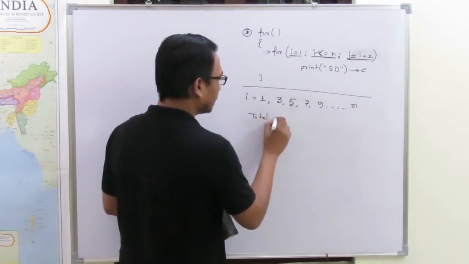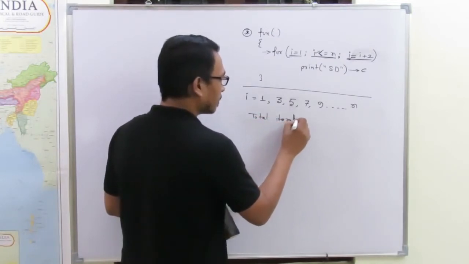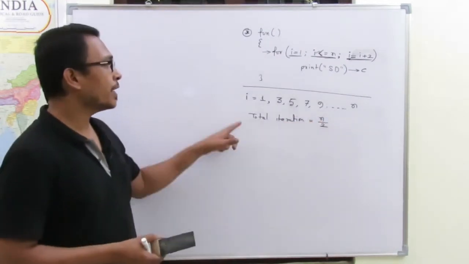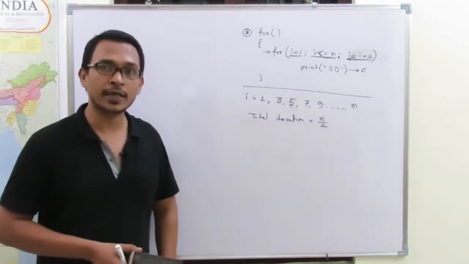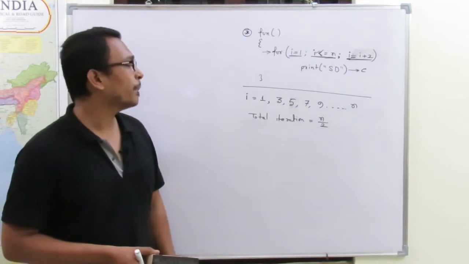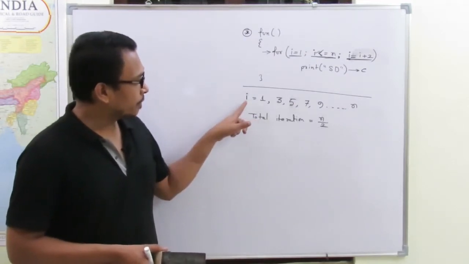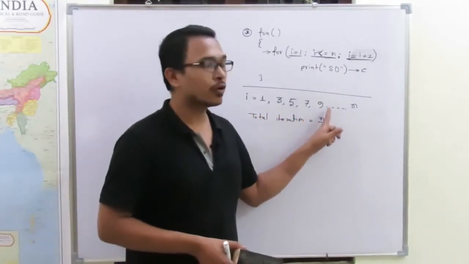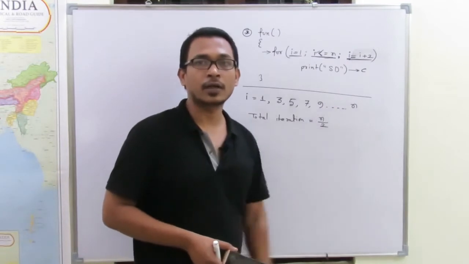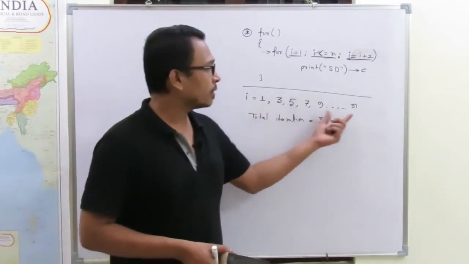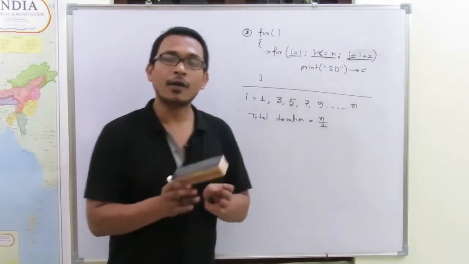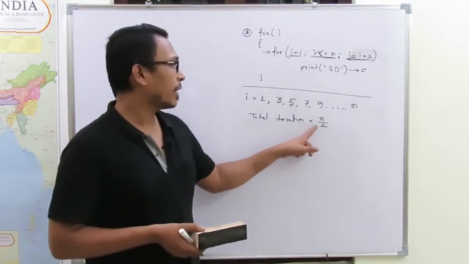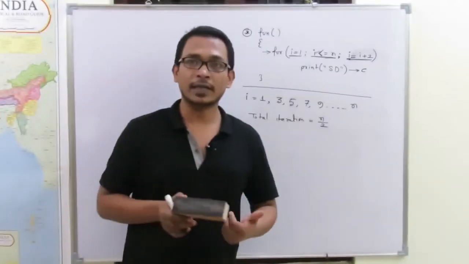Total iterations is n/2 instead of n. Now how many iterations do we have? We have only n/2 iterations. Why? Because look here, the value of i is only the odd numbers, the even numbers are not there. So how many odd numbers are there within a particular number? Half are odd numbers and half are even numbers, so that's why we get n/2 as the total number of iterations.